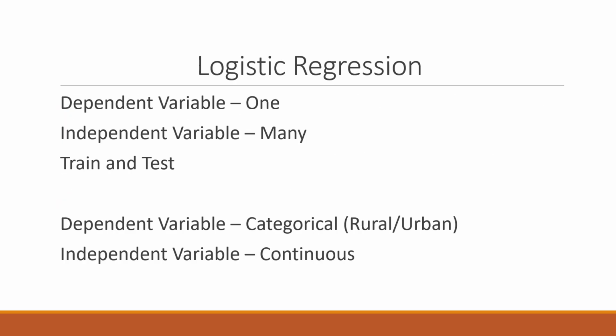Basically, we run logistic regression when our dependent variable is on a categorical scale. Examples of this are rural and urban, male and female, buyers and non-buyers, purchasers and non-purchasers, and my independent variables should be on a continuous scale. There can be one dependent variable and many independent variables. We will have to divide the dataset into training and testing. Let us see how we can do this in RapidMiner.